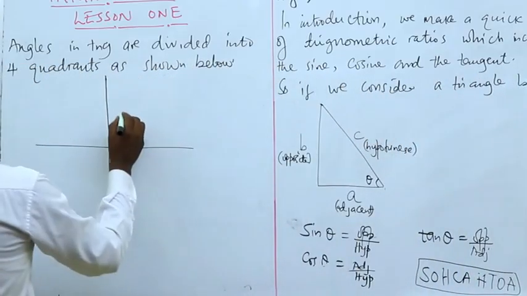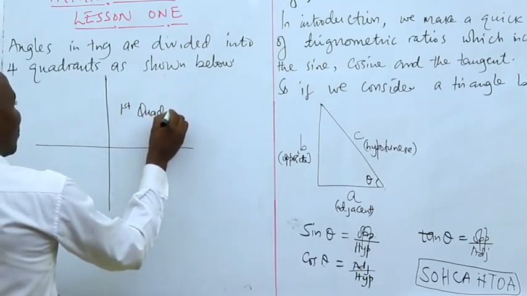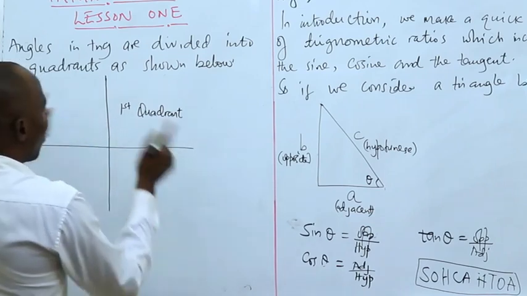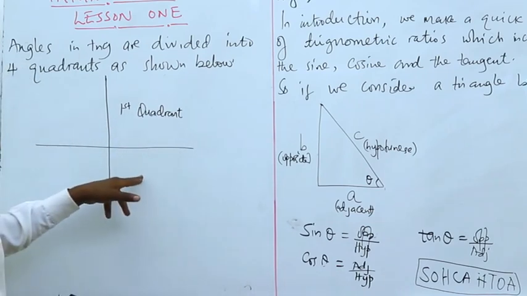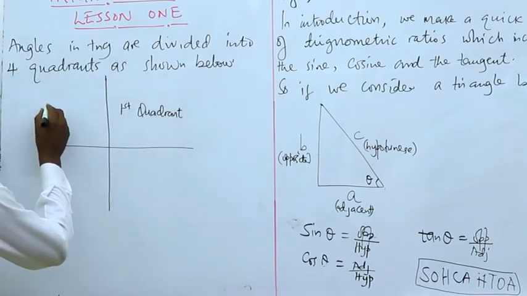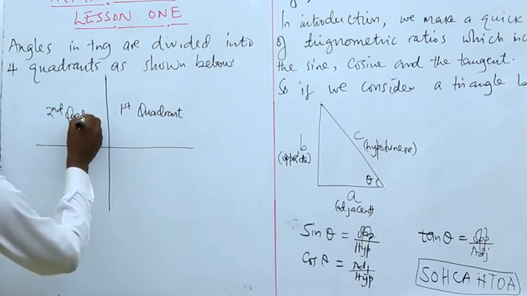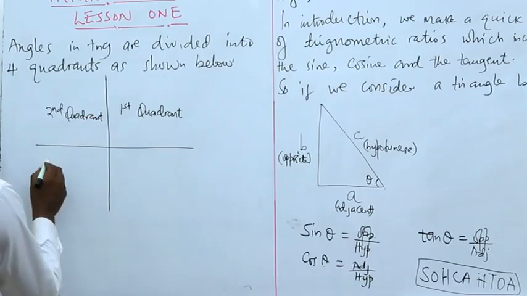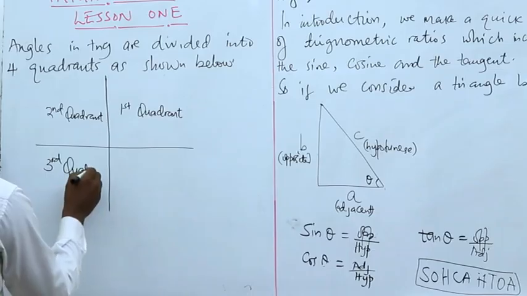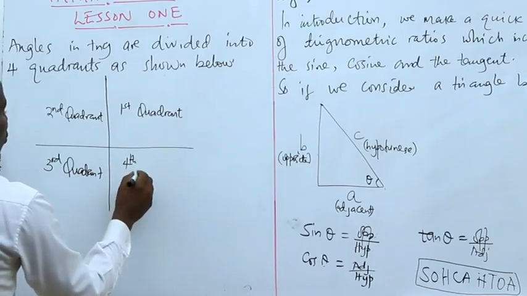This one here is the first quadrant, and you always move in the anti-clockwise direction. The second one is not this, but it is this side because you are moving in the anti-clockwise direction. So this is the second quadrant. This one is the third quadrant. This is the fourth quadrant.